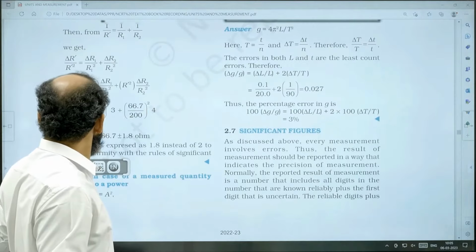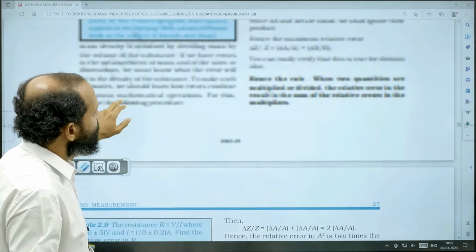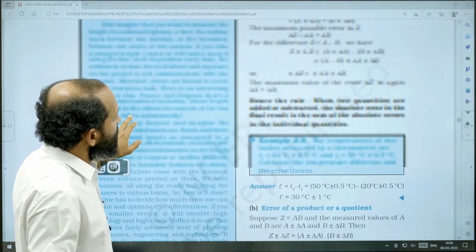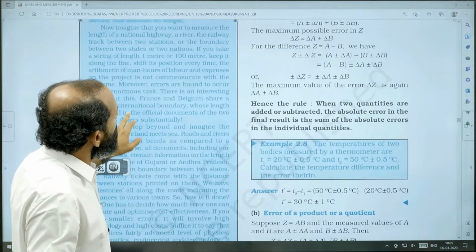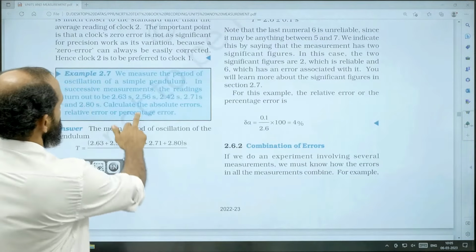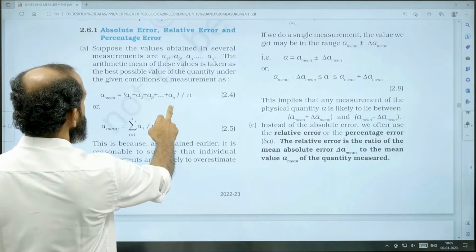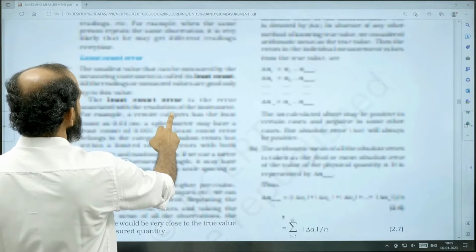Now, let us choose the topics we have not touched. Let us move through this chapter text-wise. Here, different types of errors are mentioned. What are the different types of errors?